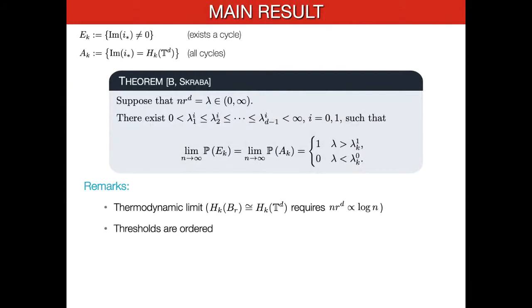There is a nice ordering to the threshold. So first of all, we see the giant one cycle, then we see the giant two cycles, then we see the giant three cycles, and so on. So there's a nice ordering, which a priori doesn't have to be.